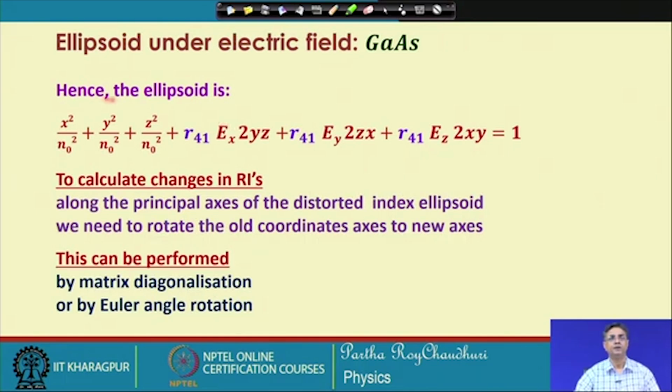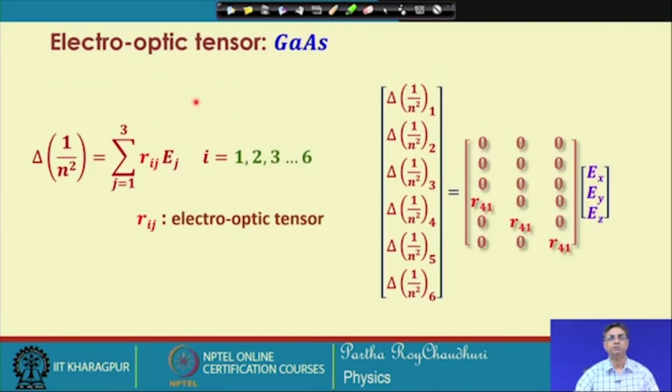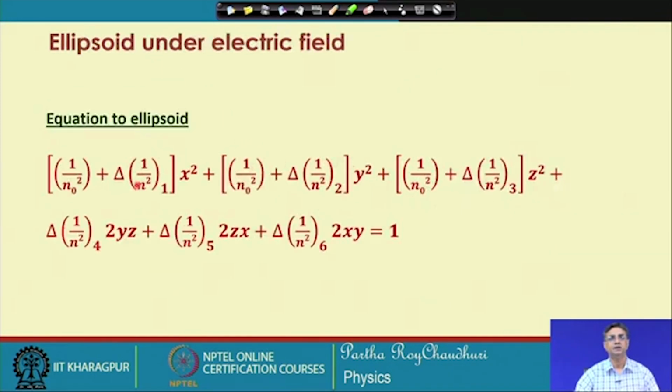Therefore, from here we can write the ellipsoid equation. The elements 1, 2 and 3, associated with x square, y square and z square, are all 0. That means these square terms remain unaffected, but there will be cross terms, that is y z, z x and x y, coming into play in the new ellipsoid equation.